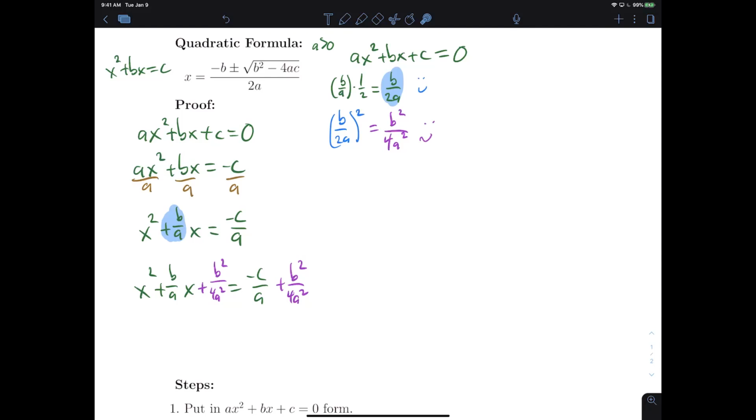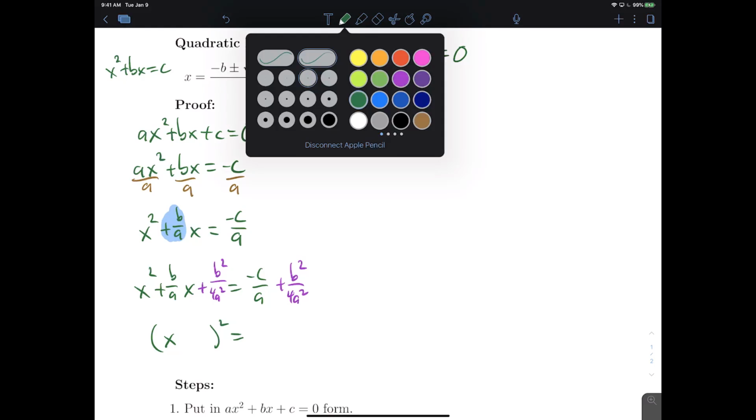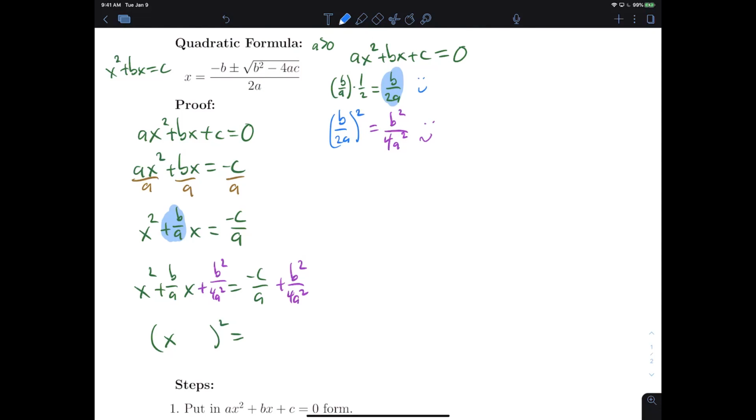Excellent. This left-hand side is guaranteed to factor the exact same way every time, and it will be x plus something squared. Now, that something is always what we got when we first divided by 2, which was b over 2a. So we're going to add on that b over 2a here.